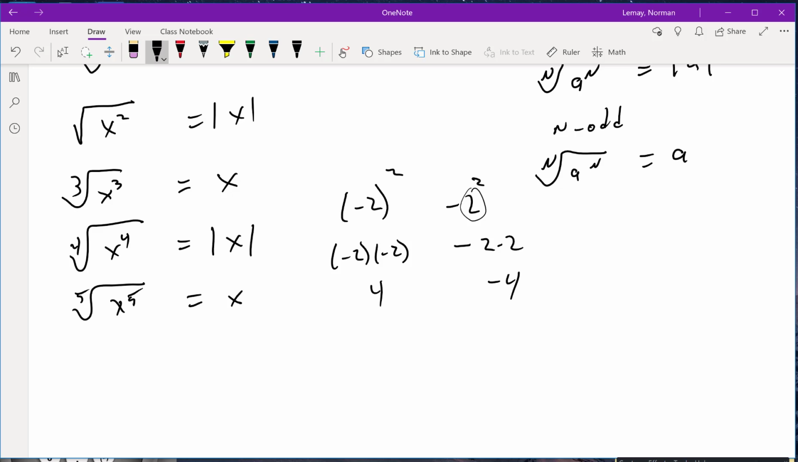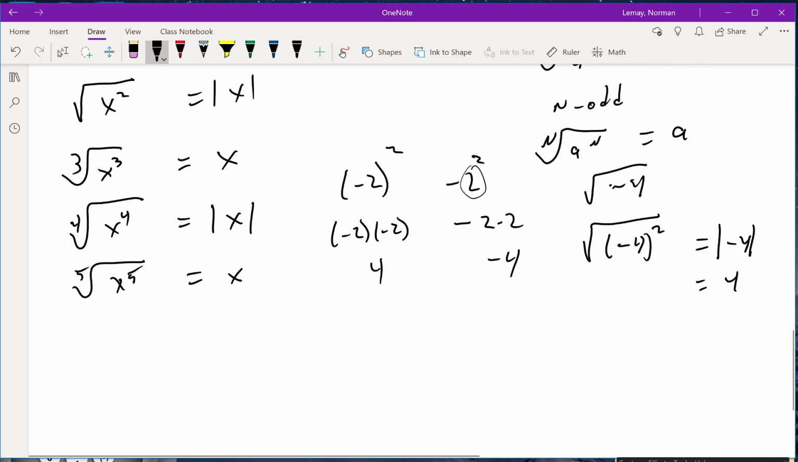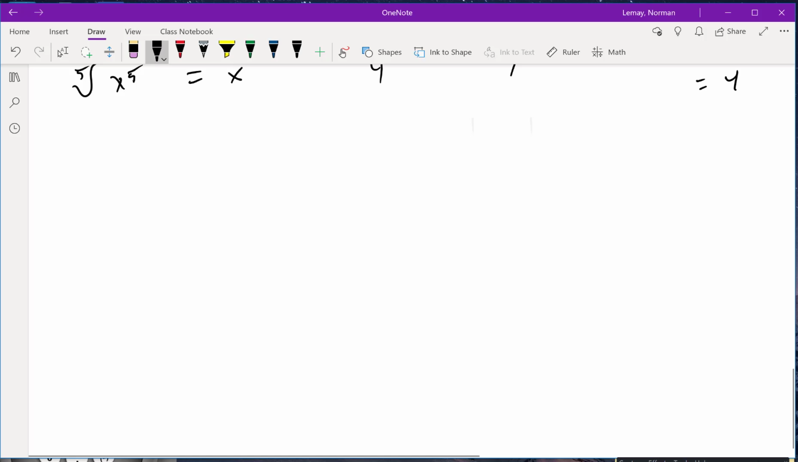Please note that the square root of negative 4 is not a real number, but the square root of negative 4 raised to the 2nd power is equal to the absolute value of negative 4, which is equal to 4. That is a big difference. I'll let you pause the video, scroll back, and marinate on that one for a while.